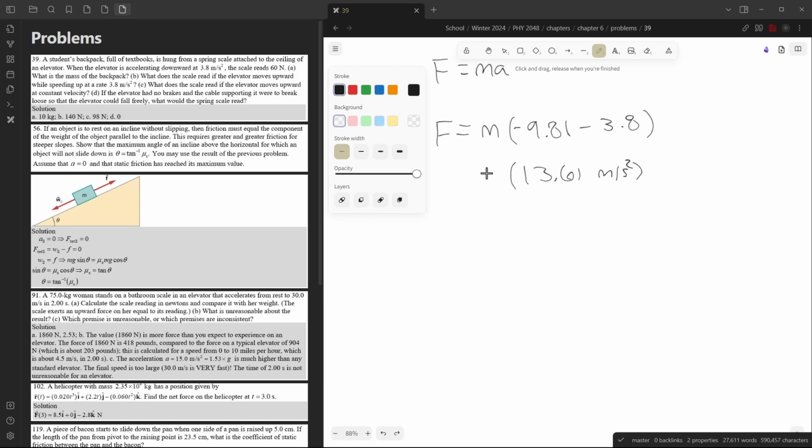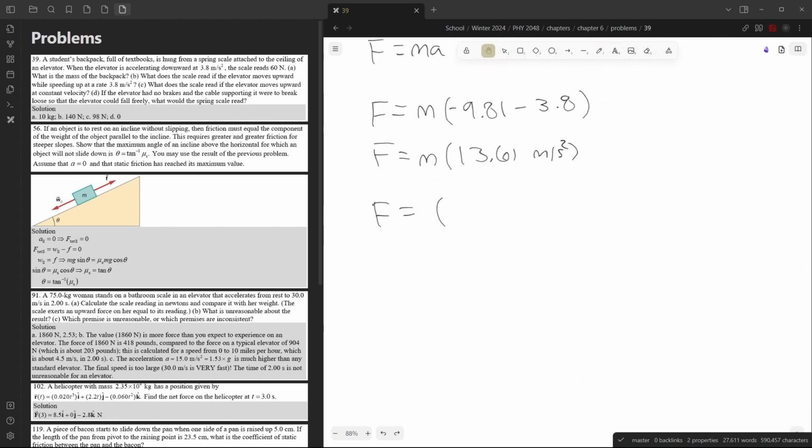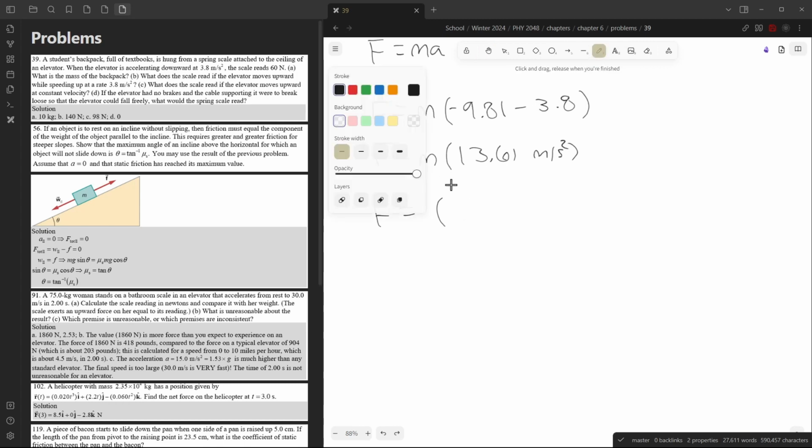Why did I do that? So F divided by 13, or sorry, what am I doing? We're finding F, so then we just plug in the mass that we know, and it's 10 kilograms. So we can do this in our head. 10 kilograms, 10 times that number.